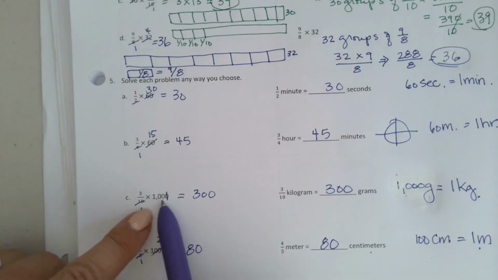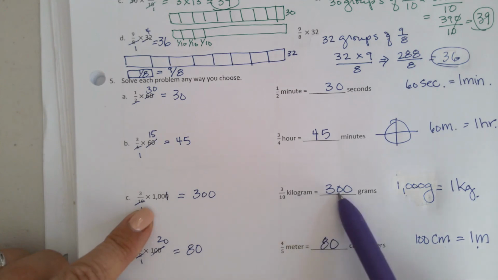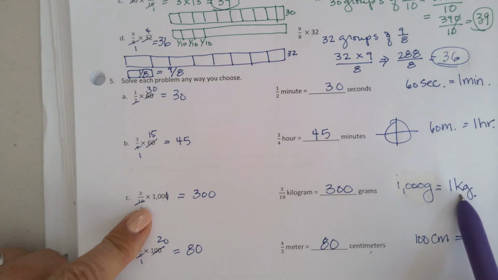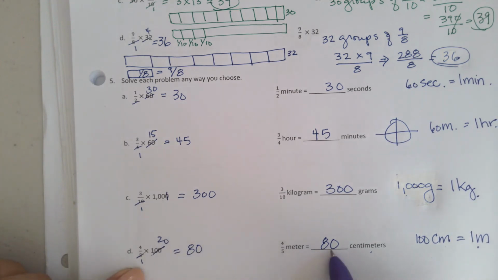So 3/10 times 1,000 equals 300. 3/10 of a kilogram is 300 grams. Just remember there are 1,000 grams in 1 kilogram. Then we have 4/5 of 100 equals 80. I did my cross-canceling here. 4/5 of a meter is equal to 80 centimeters, and there are 100 centimeters in 1 meter.